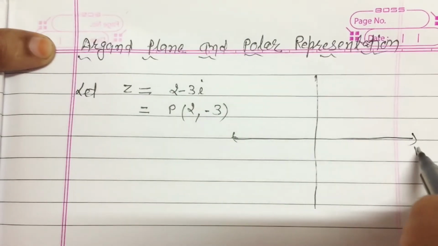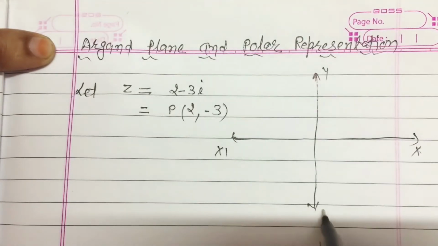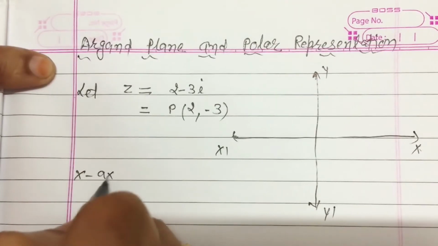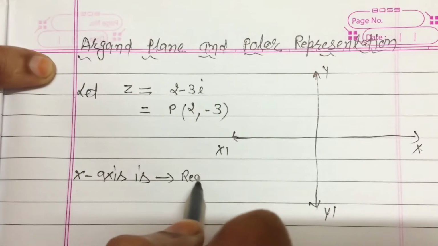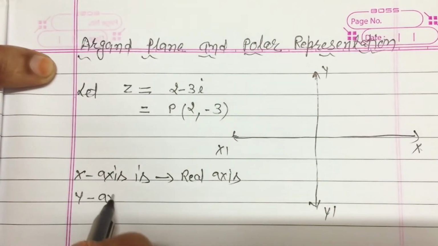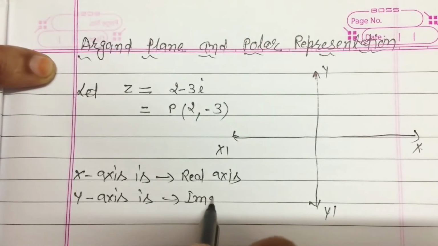It is the x-axis and it is the y-axis. The x-axis is known as the real axis, and the y-axis is known as the imaginary axis.